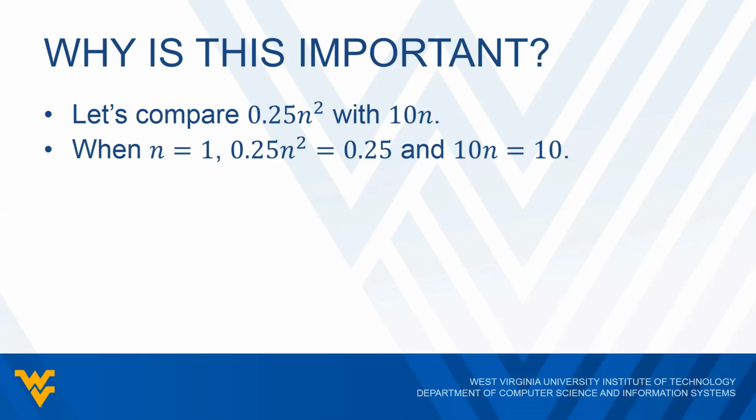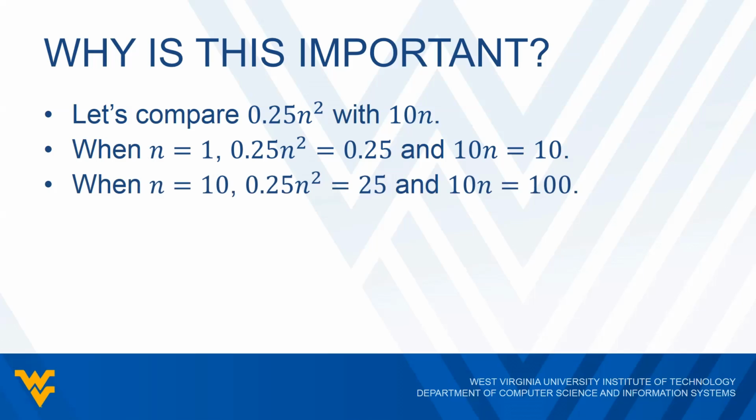Well, when n is 1, 0.25 n squared is 0.25 and 10n is 10. So here it looks like 10n is definitely a lot larger than 0.25 n squared. So no problems there. All right, let's increase the size of n a little bit and just see what happens. Well, let's say n is 10. Well, 0.25 n squared is now 25, and 10n becomes 100. Okay, still no issues there. I mean, 10n is still larger.